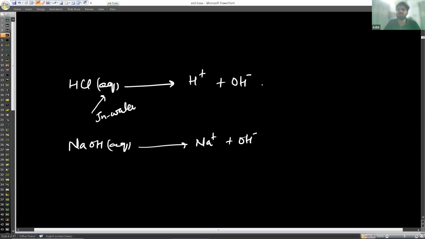So HCl gives H positive and Cl minus. It is an acid because it is dissociating H plus ions. H plus ions are produced here. NaOH is a base. Why is it a base?